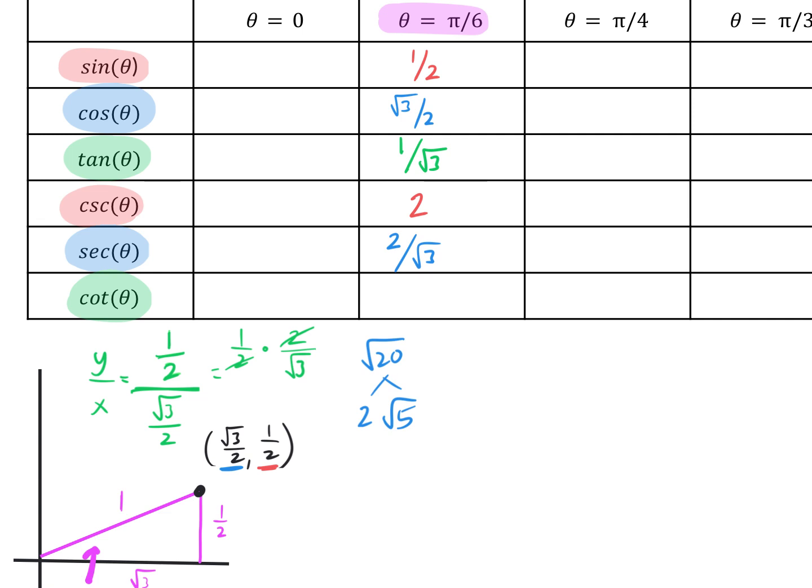Another reason for that is because now when I go to cotangent, I just need to reverse that fraction, right? What's cotangent going to be? Just the square root of 3.